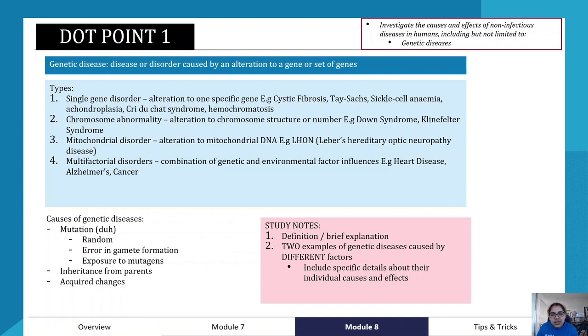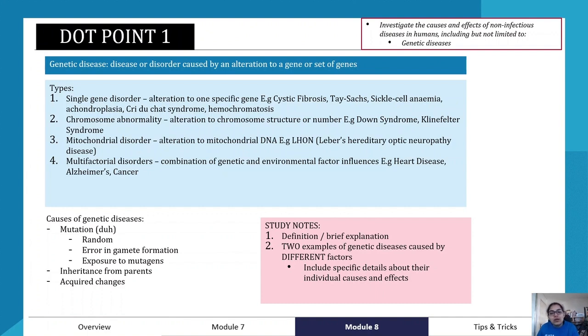So a genetic disease, as evident through the name, is a disease that is caused by an alteration to a gene or a set of genes. A single gene disorder is when there is an alteration to one specific gene. For example, in cystic fibrosis, Tay-Sachs, sickle cell anemia, that is what happens. Chromosomal abnormality, as the name suggests, is when there is an alteration to the chromosome number or its structure. Examples include Down syndrome.